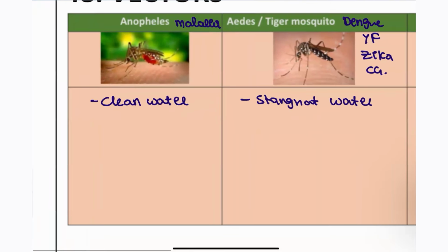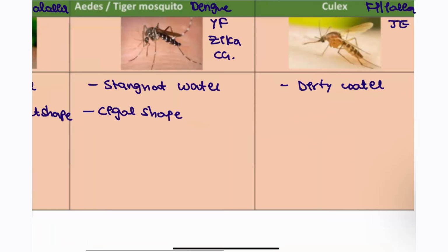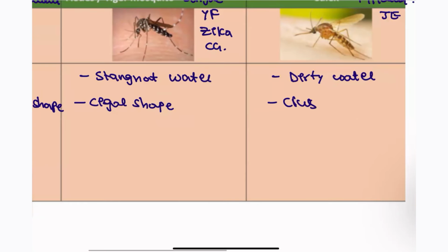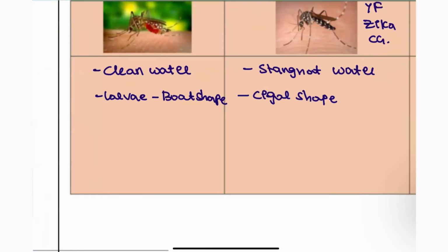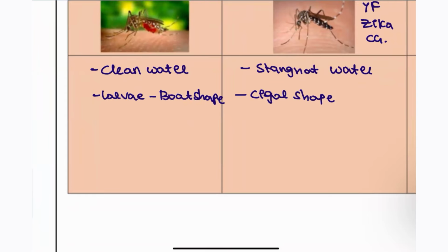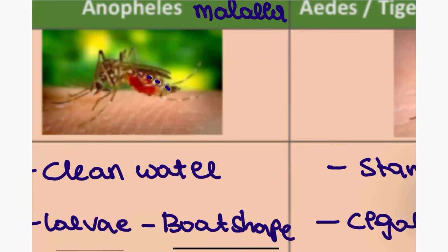Next, coming to another one, the larva. The Anopheles larva is always boat shape. Here it is boat shape. Here there will be cigar shape, and here it is going to be dirty water. Clusters. They look like clusters. Okay. Next, on the body there will be an inclined position, and spots on wings. You are going to see the spots on wings like this. The spots will be seen.